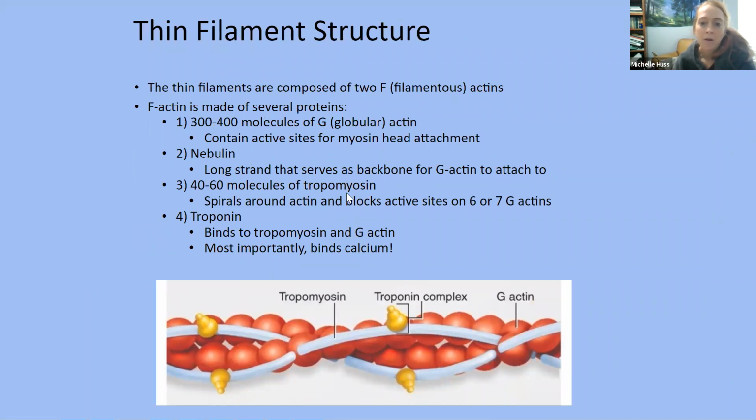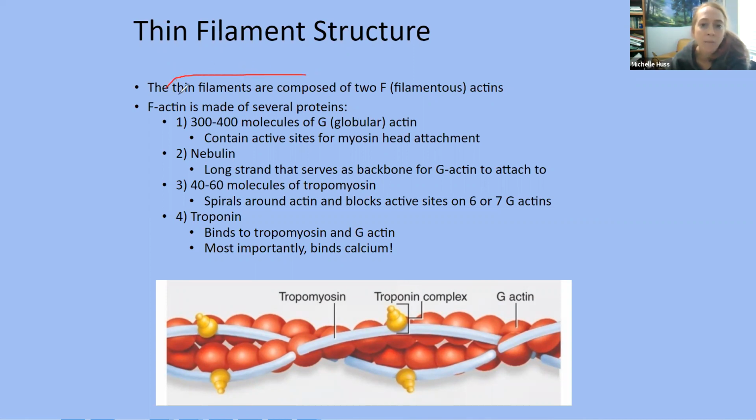Now, what is a thin filament? A thin filament is not just actin. So I would definitely draw this. We're supposed to be getting to the sarcomeres, but we'll get to a sarcomere in a second. But we're going to look at these thin filaments first.